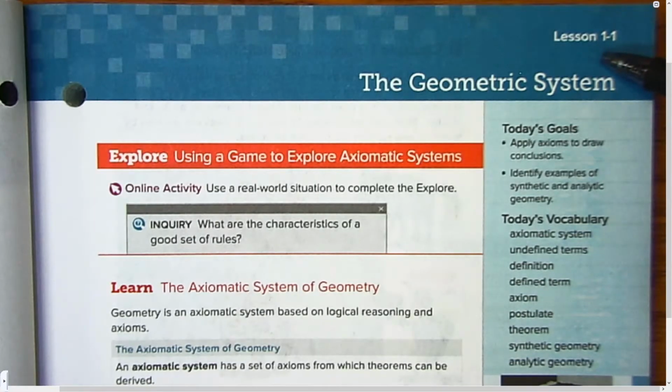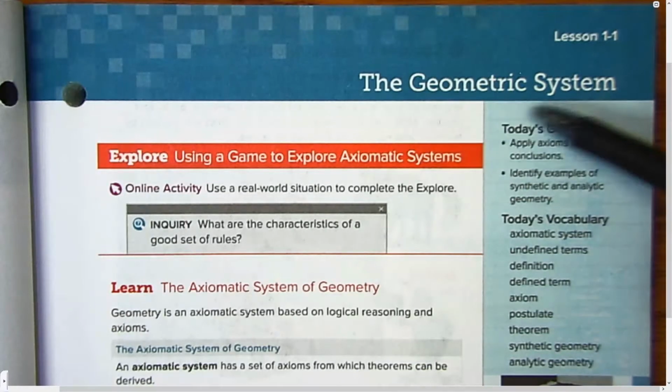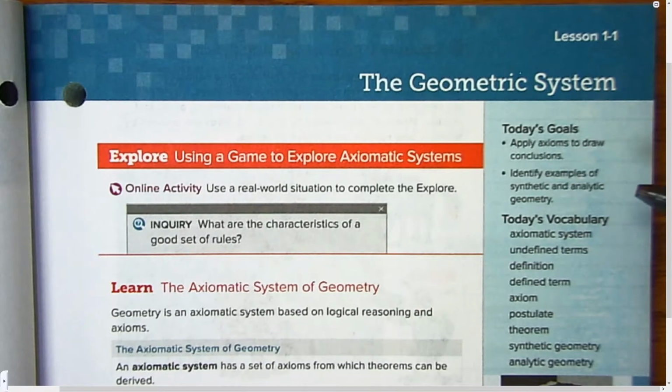Lesson 1-1, the geometric system. Today's goals: apply axioms to draw conclusions. Identify examples of synthetic and analytic geometry. Today's vocabulary. Please repeat after me.